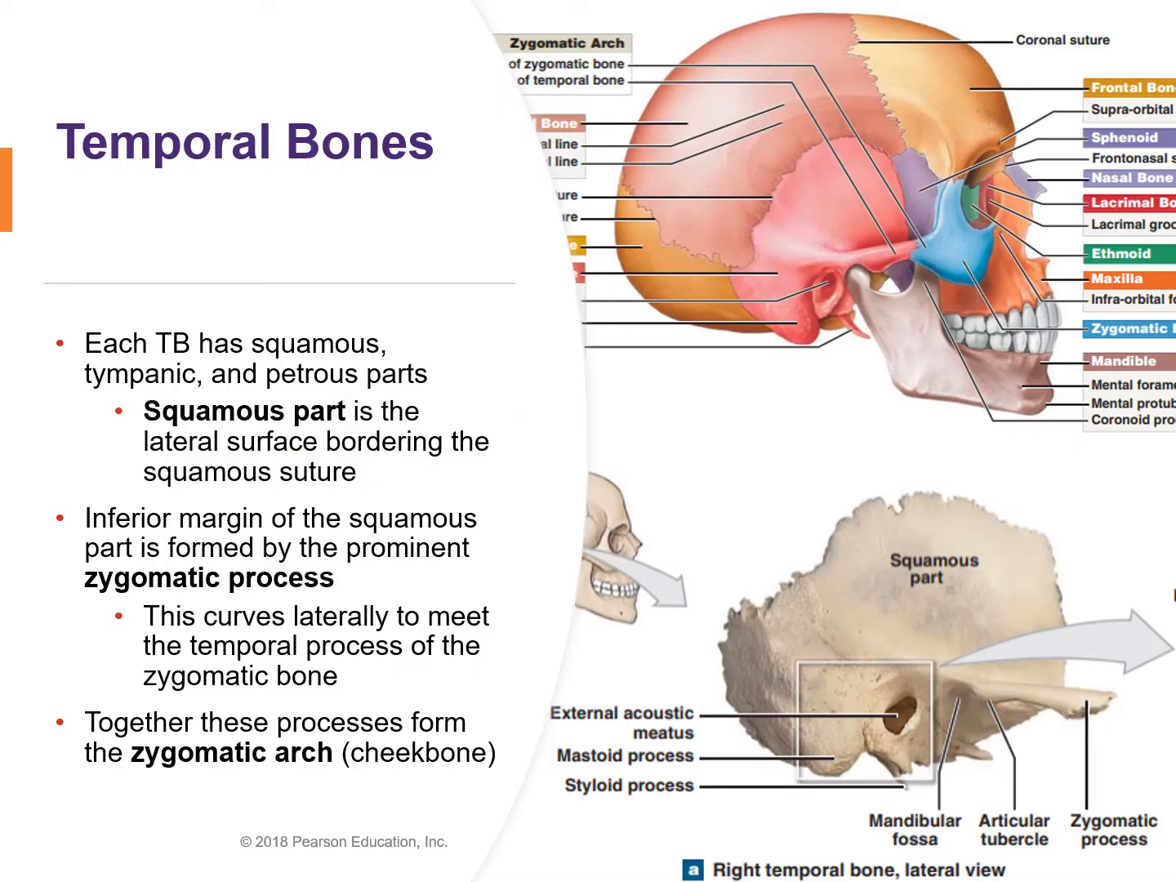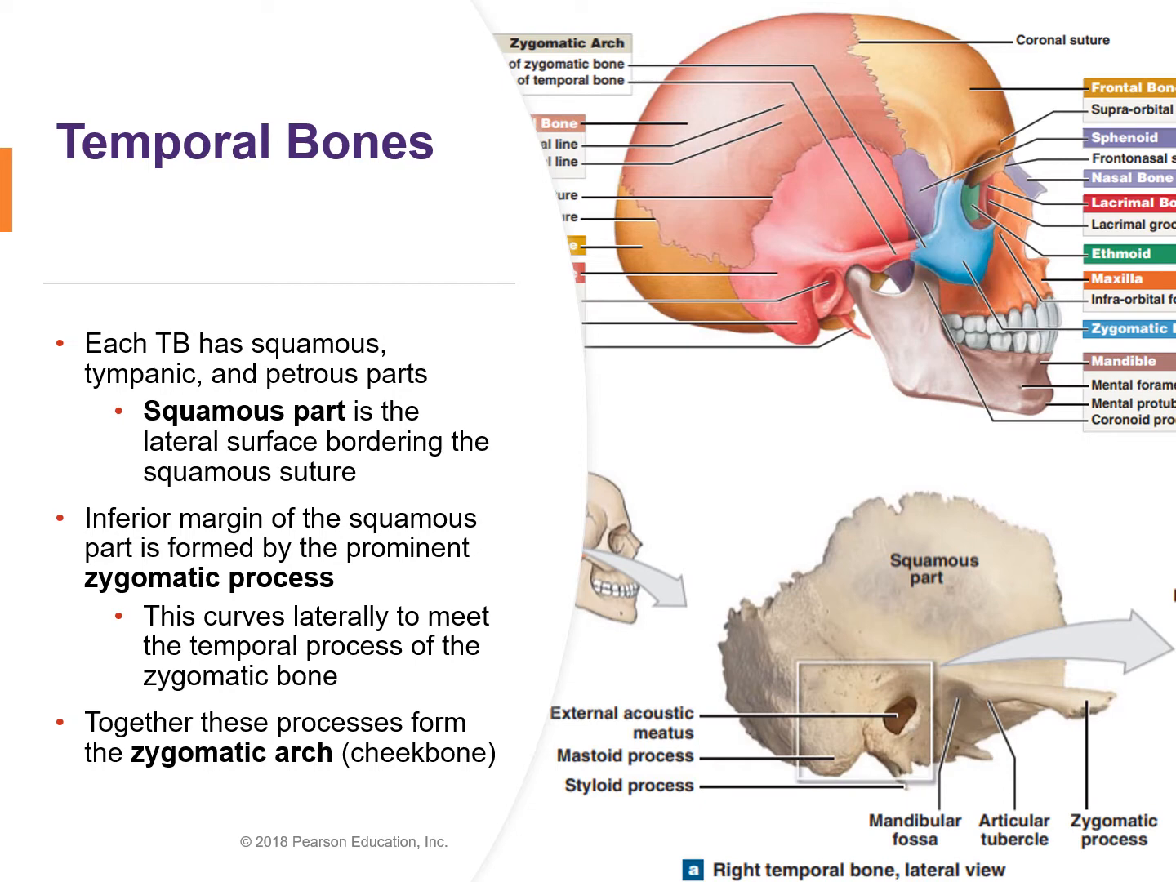So each temporal bone has squamous, tympanic, and petrous parts. Right? So the squamous part of the temporal bone is the lateral surface bordering that squamous suture. We have the inferior margin of the squamous part, and that's going to be formed by that prominent zygomatic process. Okay. And this curves laterally to meet the temporal process of the zygomatic bone. And together, these processes will form that zygomatic arch, or else that cheekbone.